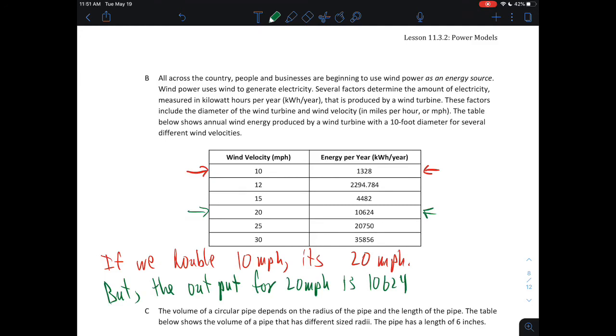1,328. So I'm just going to take my calculator and take 1,328 and multiply it by 2. No, I only get 2,656. Well, what if I take 1,328 and multiply it by 4? Still not enough, 5,312. So what does it seem like we've got? If you take 1,328 and multiply it by 8, you get 10,624. So this is a cubic model.